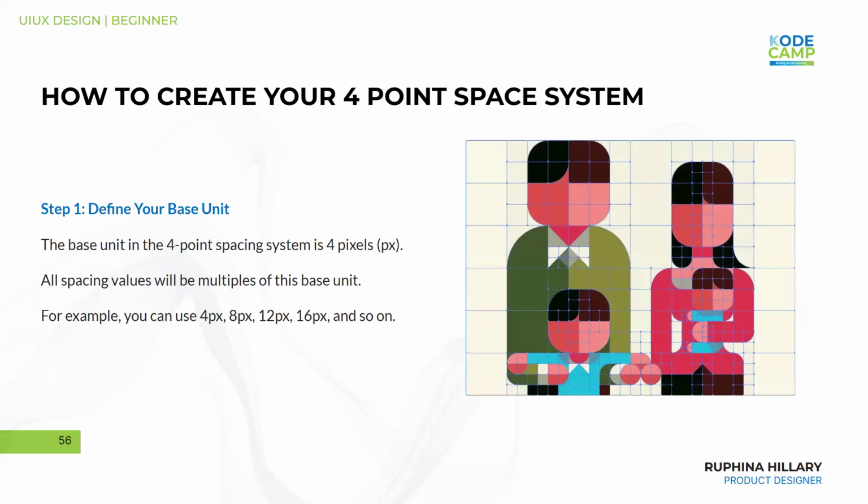So how do we create our 4-point system? First of all, simply define your base unit. The base unit in the 4-point system is 4 pixels. So all spacing values must be multiples of this base unit. For example, you can use 4 pixels, 8 pixels, 12 pixels, and 16 pixels, and so on. Usually, I go 4 pixels, 8 pixels, 12 pixels, 16 pixels. Then instead of 20 pixels, I jump to 24. So it depends on you and your design.